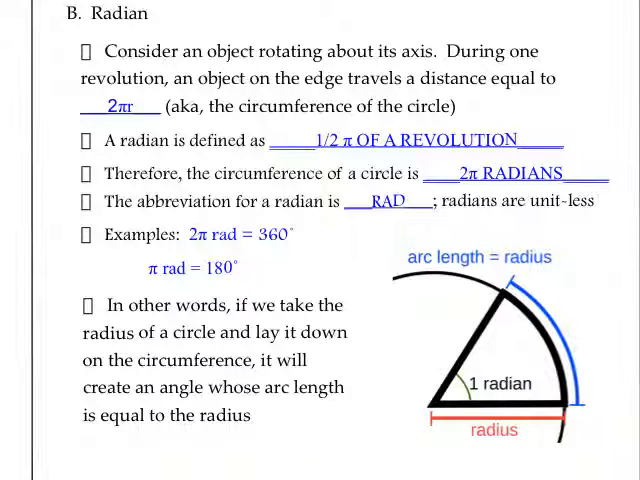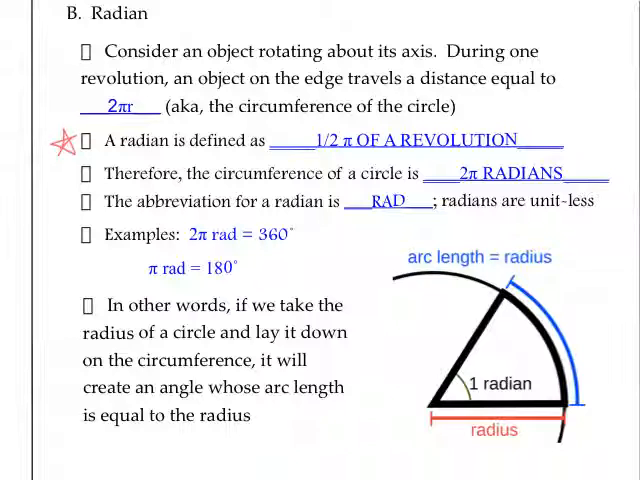Now let's define a radian. So let's consider an object that's rotating on an axis. During one revolution, that object is going to travel a distance equal to the circumference of the circle, which would be 2 pi r. A radian is defined as half pi of a revolution. That means if we were to write the circumference of a circle in terms of radians, it would be 2 pi radians. And we can abbreviate a radian with the letters R-A-D. They don't have any units.